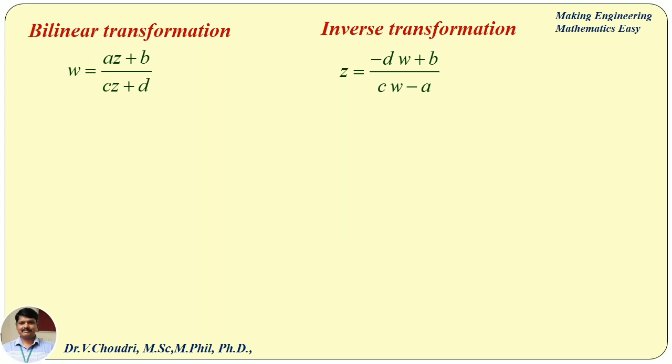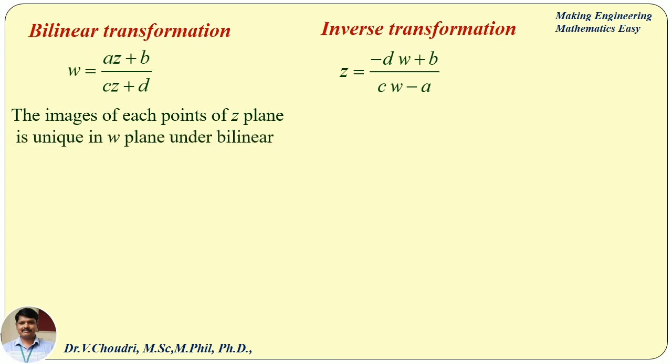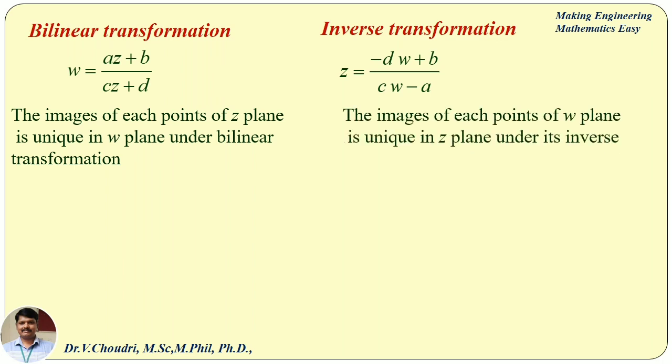Now let us see some concept, the relation between these two planes. The image of each point of the Z plane is unique in the W plane under the bilinear transformation. In the same way, the image of each point of the W plane is unique in the Z plane under its inverse transformation.